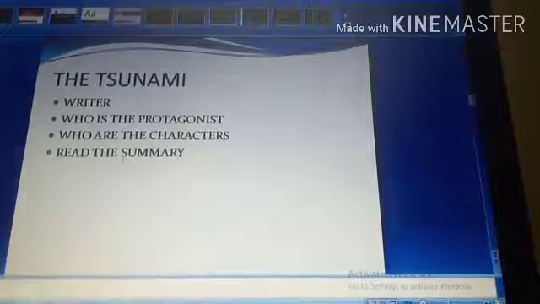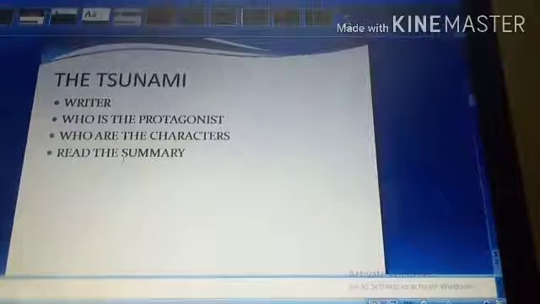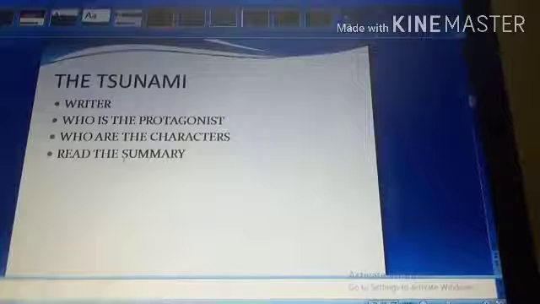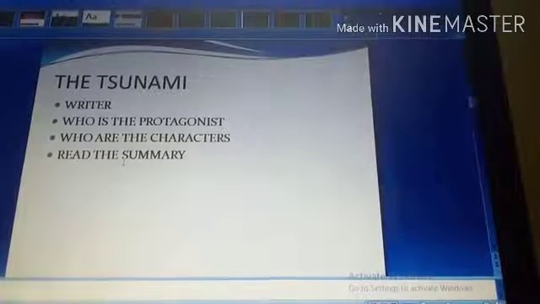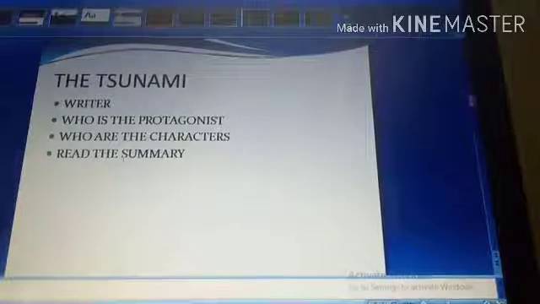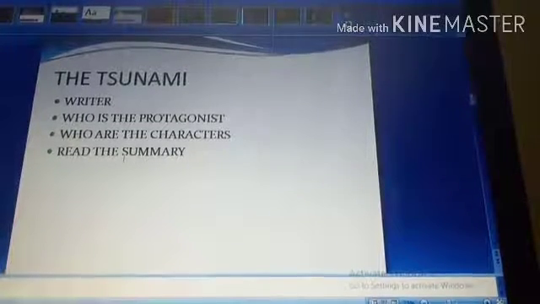Now, what is the word tsunami? As we all know, it's a disturbance in the waves, right? So in this chapter, Tsunami, you need to know what exactly a tsunami is. What is the meaning? First of all, in order to learn something, you need to know the term, the concept, what is the meaning of it.